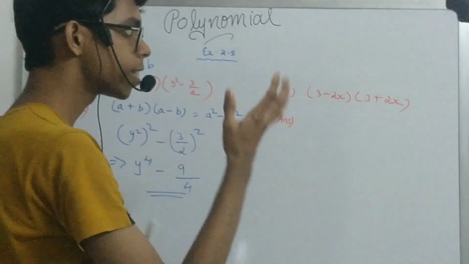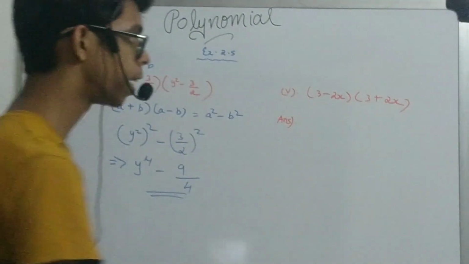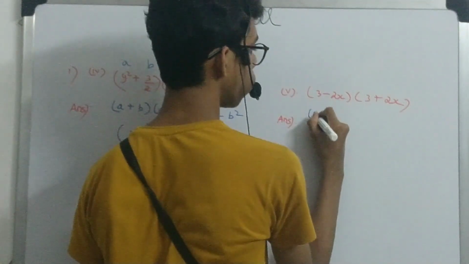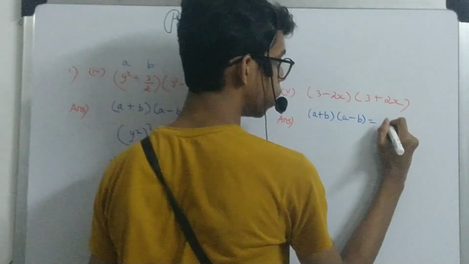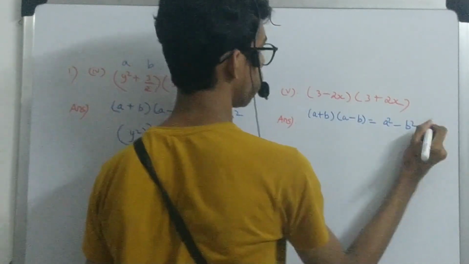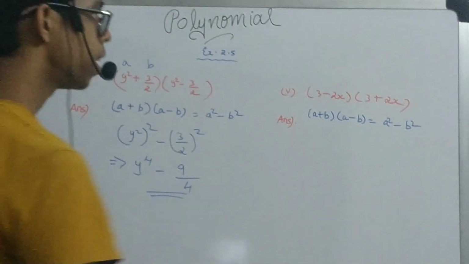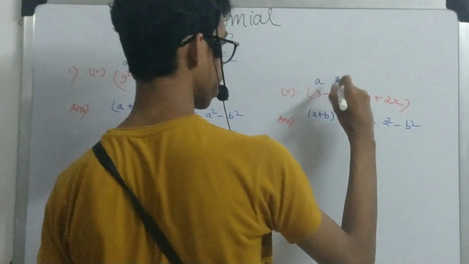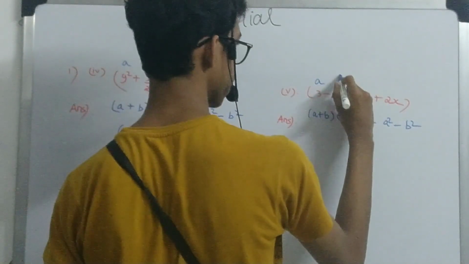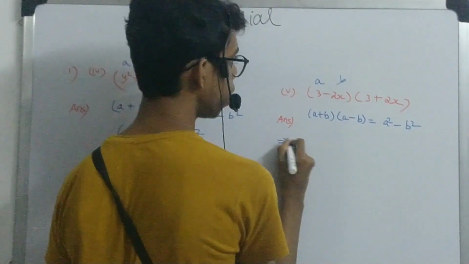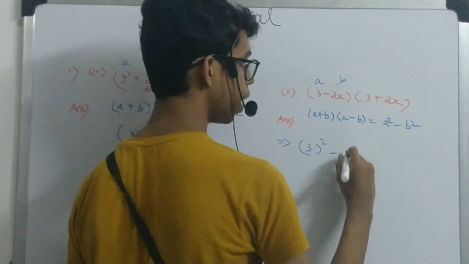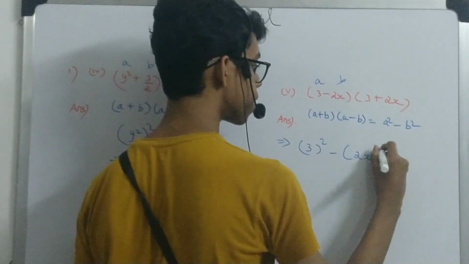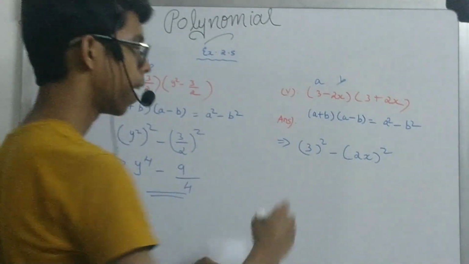By seeing the question, the identity should come to your mind. We know (a plus b) into (a minus b) is equal to a square minus b square, isn't it? So I can take this 3 as my a and 2x as b. So from here, a square, that is 3 square, minus 2x the whole square, I should do.